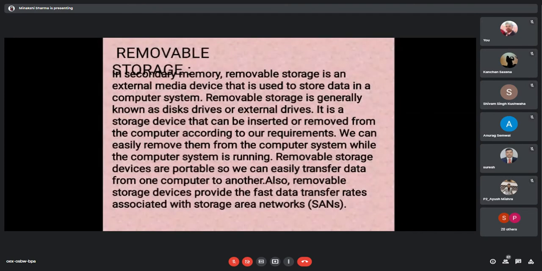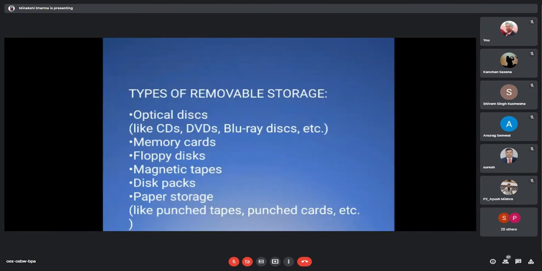Removable storage devices are portable, so we can easily transfer data from one computer to another. Also, removable storage devices provide fast data transfer rates associated with storage area networks. Types of removable storage are optical disk, memory cards, floppy disk, magnetic tapes, disk packs, paper storage, etc.